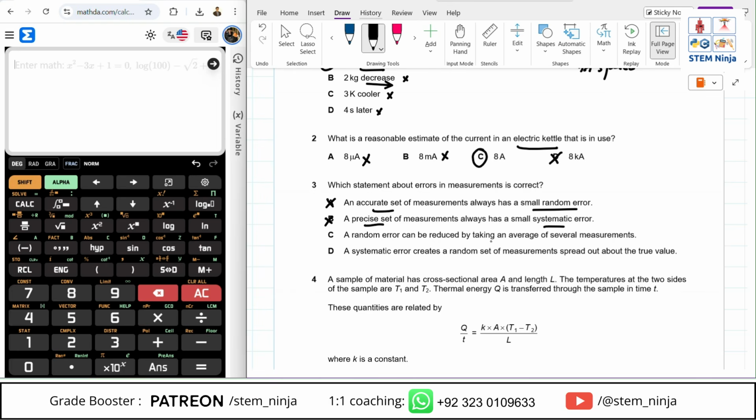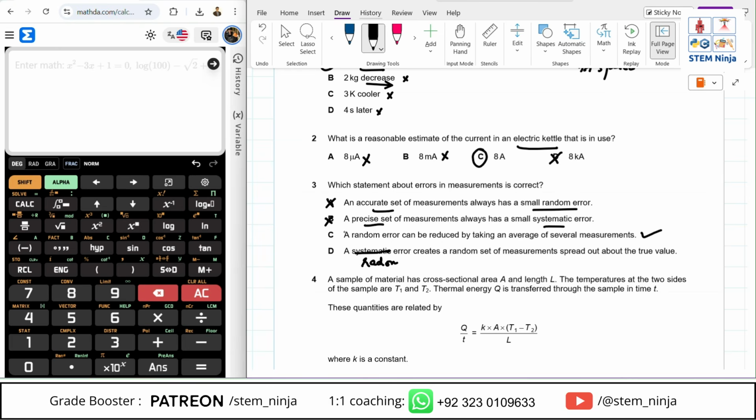The random error is reduced by taking an average of several measurements. This is correct. Systematic error can only be reduced by figuring out what the error is. If it's a zero error, you correct the zero error. If it's a problem in your formula or in the measuring process, you have to change and correct that. Otherwise, the consistent bias will remain. A systematic error creates a random set of measurements spread out about the true value. This is a definition about the random error, actually.